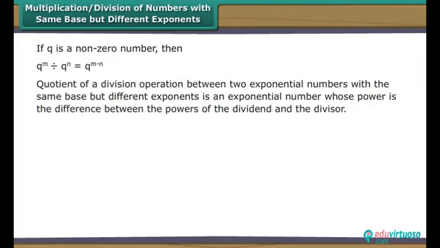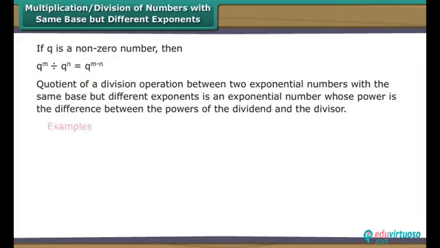If q is a non-zero number, then q raised to the power m divided by q raised to the power n is equal to q raised to the power m minus n. Quotient of division operation between two exponential numbers with the same base but different exponents is an exponential number whose power is the difference between the powers of the dividend and the divisor.